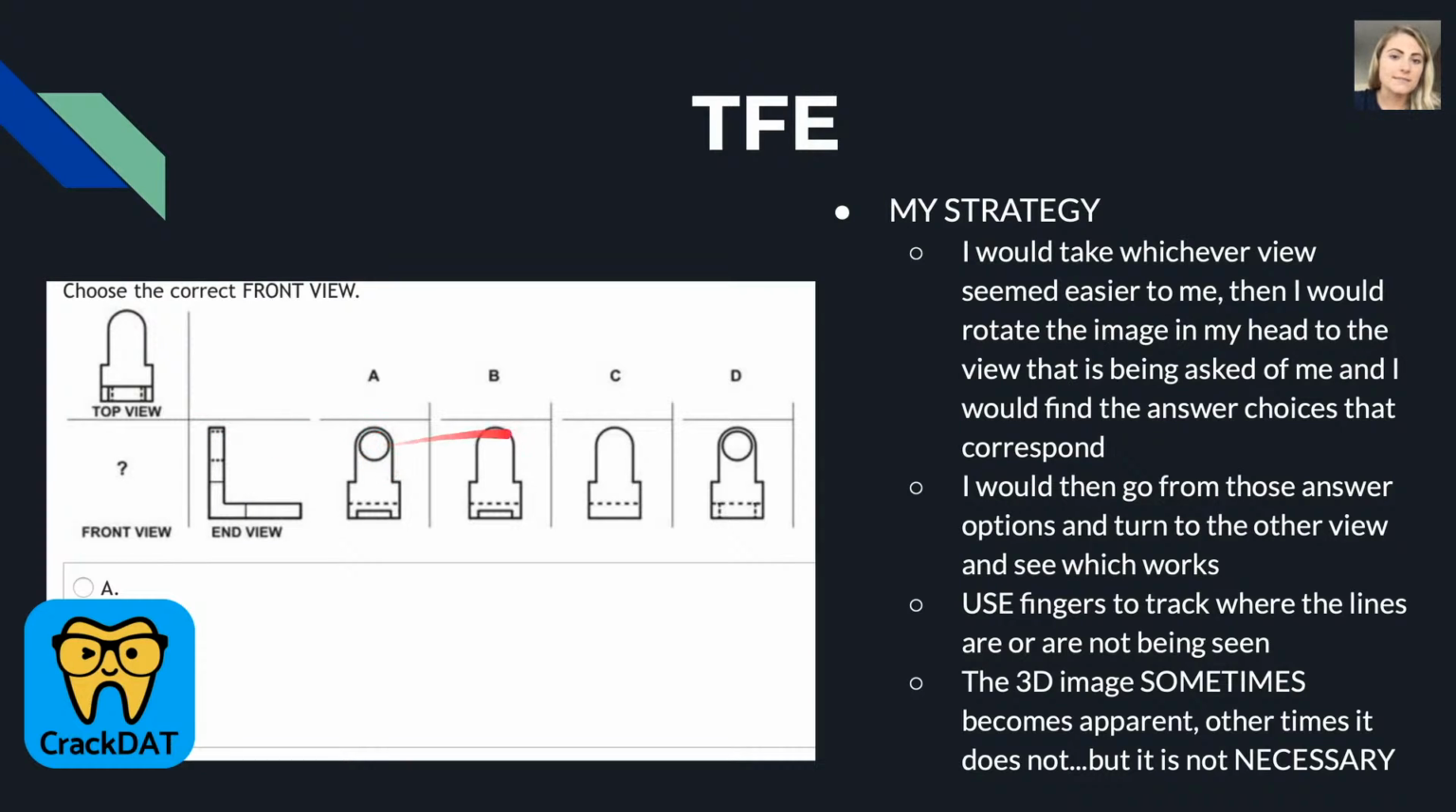Okay, so A has a line, B doesn't have a line, C doesn't have a line, D does have the line. So we know immediately B and C are out. Then this little line would correspond with this line and this line, so that doesn't differentiate anything between A and D. So then my next strategy is to go from those answer options and turn to the other view to see which works.